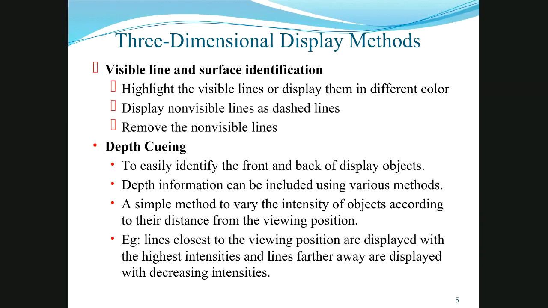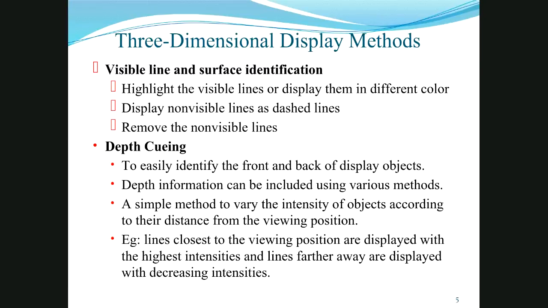In visible line and surface identification, we can show special kinds of lines that will be in highlight format, in different colors, or in dashed lines, some special categorization lines.